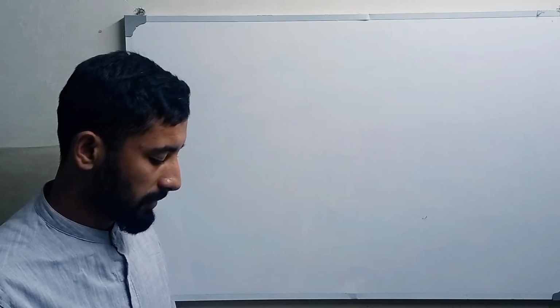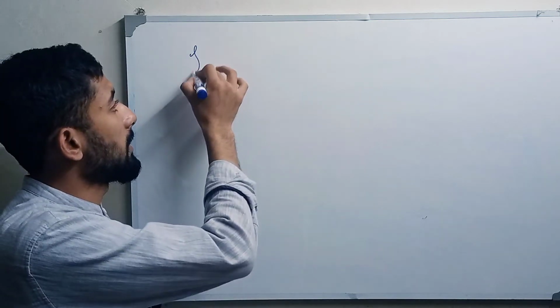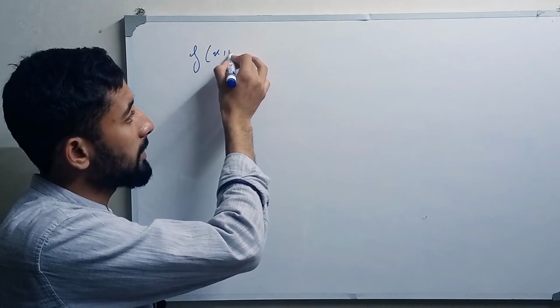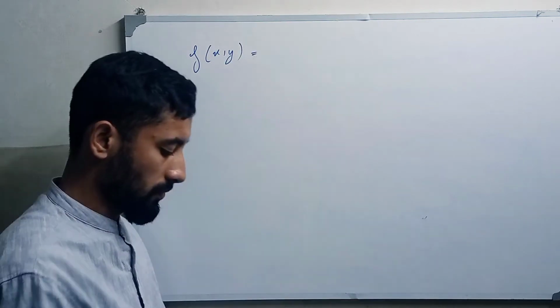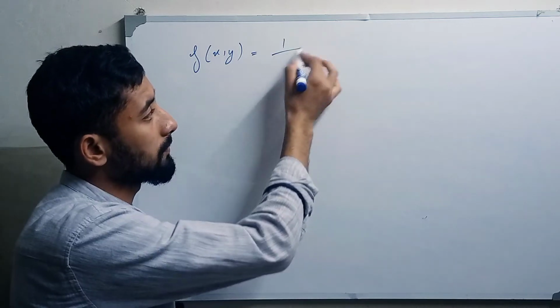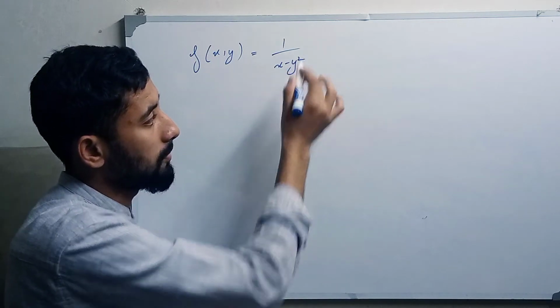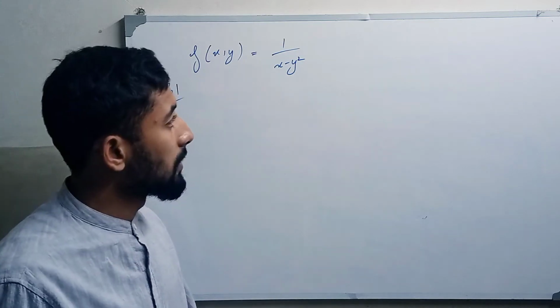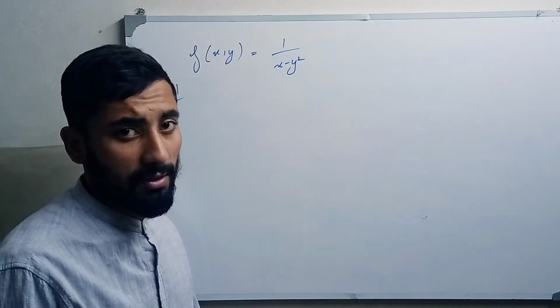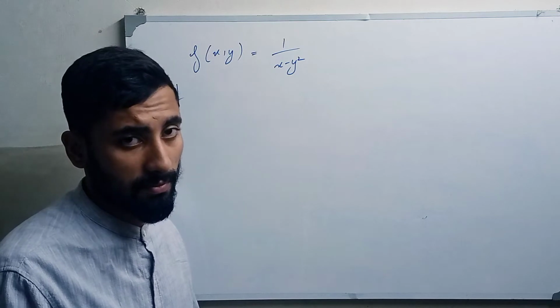Look at the first example here. F of x y is equivalent to 1 over x minus y square. Okay, let's think about that. What will be the domain of that function?